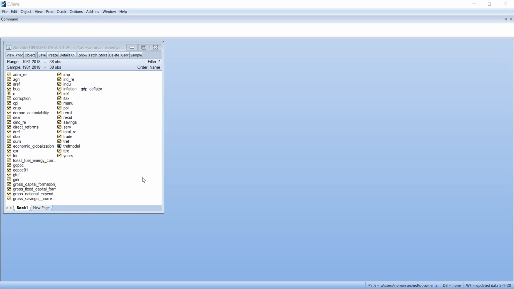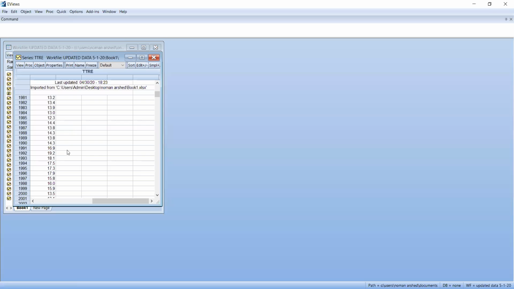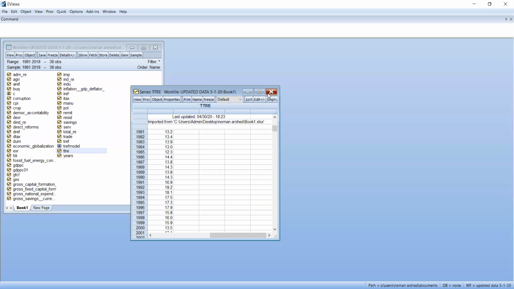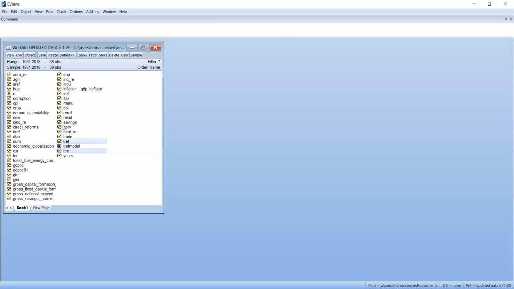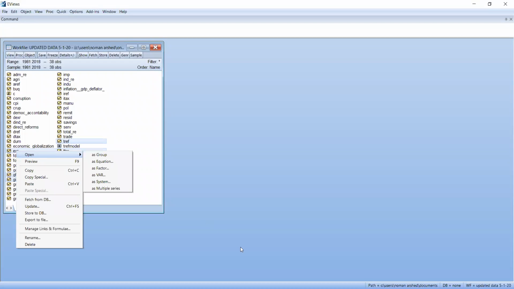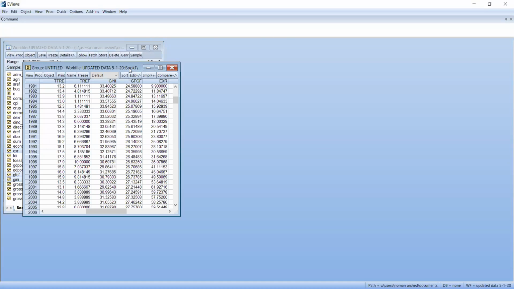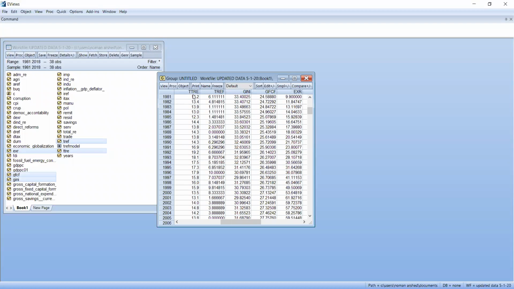So the variables that I am going to discuss are in this list. Let me open all of them: TD, this one, and let me open quality. So these are a few variables, and if I want to see all of them together, I will open them as a group. So here the variables are total tax revenue.